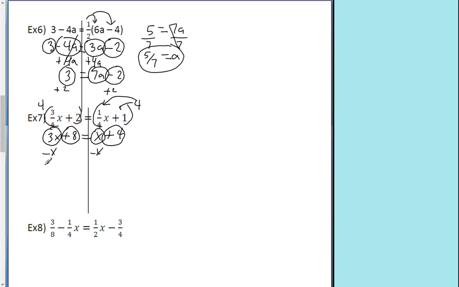3x plus a negative x makes 2x plus 8 equals. Positive x and negative x make 0. They're gone. Equals 4. Yeah? Rechunk it.